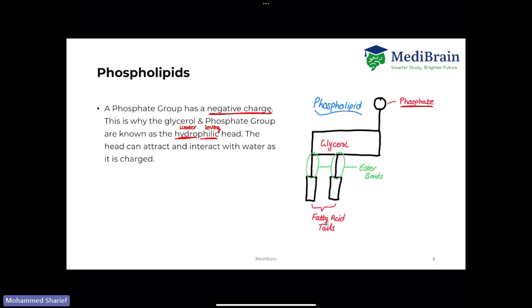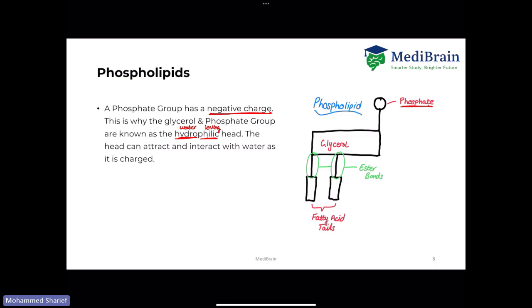Okay, and that's a useful property. And I'll show you why. Because phospholipids are actually used in cell membranes. Because they are used in cell membranes, that allows the cell membrane to be partially permeable, to allow some substances through, but not others. And the reason is behind these phospholipids. They have a hydrophilic head. Hydrophilic head is water loving. They can interact with water because they are charged.